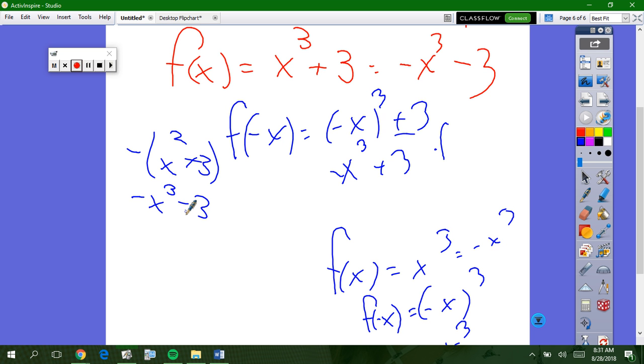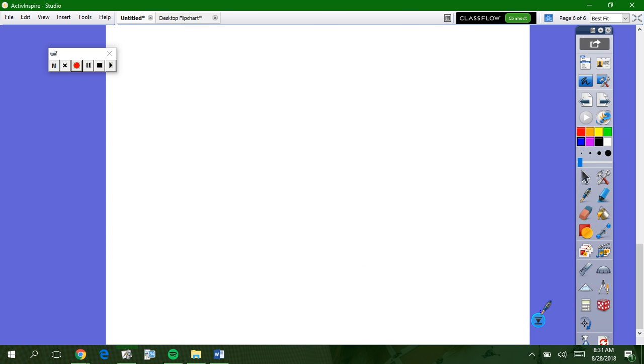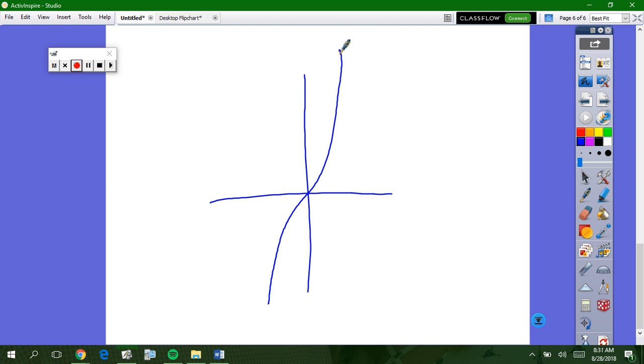Okay, so just the same thing though, we can tell if something is odd by its graph as well. Remember, x cubed was an odd function. If you recall, it looks like this. It has the points (0, 0), (1, 1), (2, 8), right? If I put a 2 in, 2 cubed is 8. It also has the points (-1, -1) and (-2, -8).